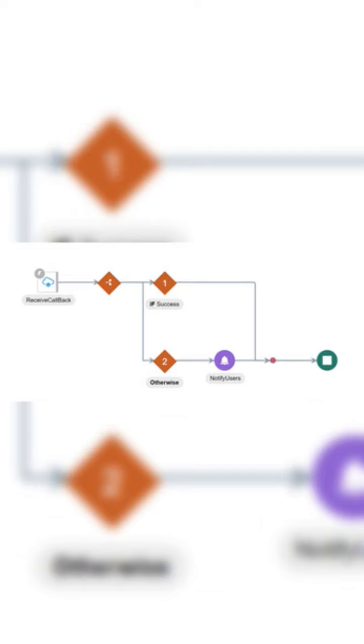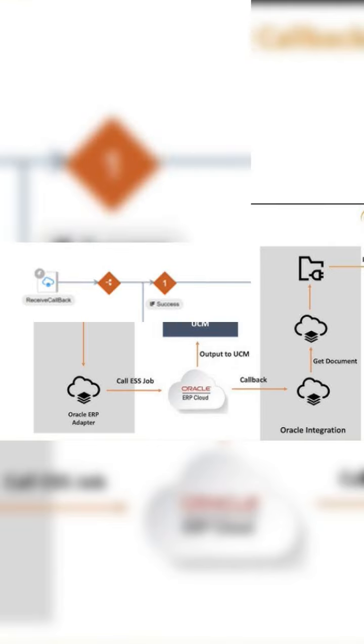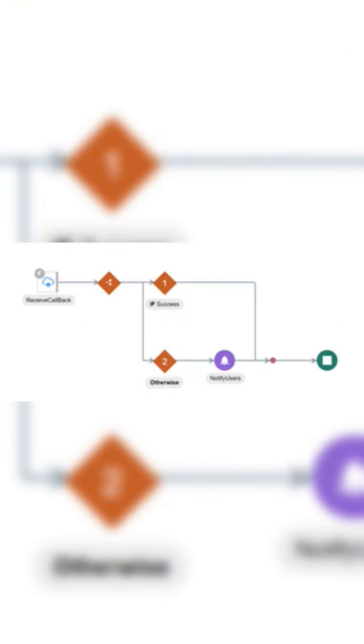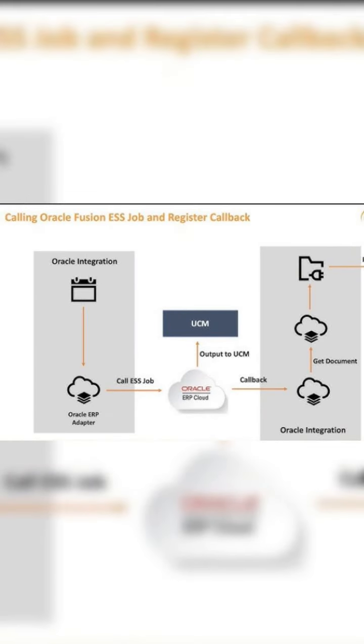Example use case. A system, System A, sends a request to OIC for data processing, and OIC invokes a third-party service, System B, to handle a long-running task. OIC includes a callback URL in its request to System B. Once System B completes the task, it sends the result or status update to the callback URL provided. OIC resumes processing and either responds to System A or performs further actions.